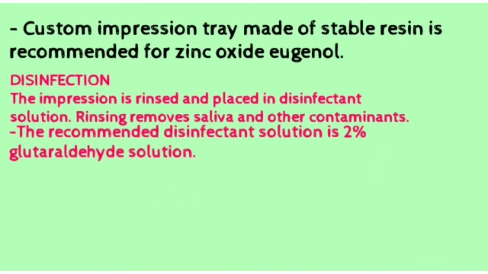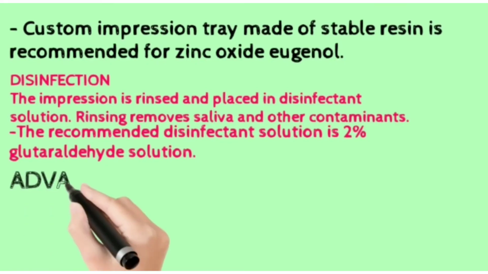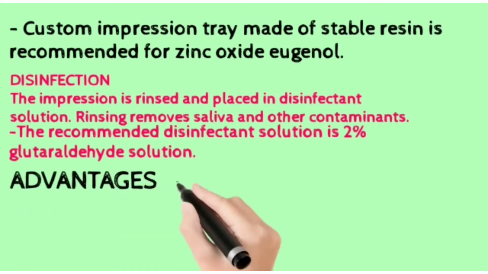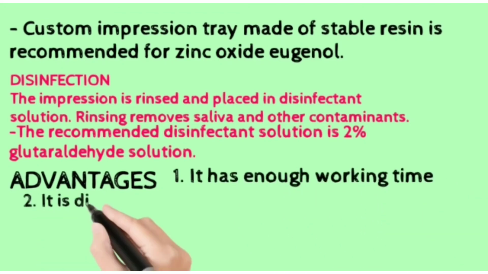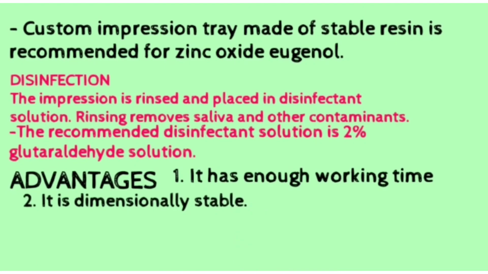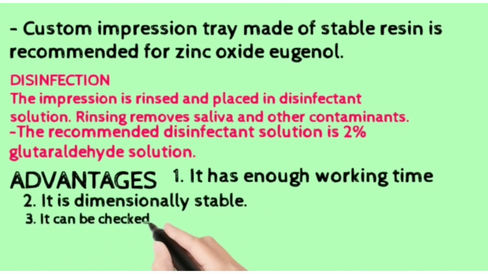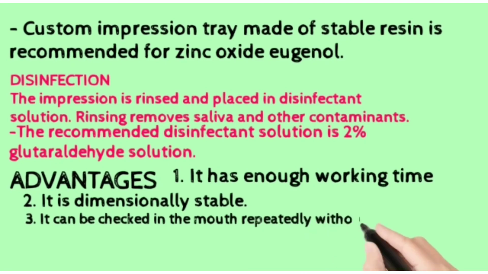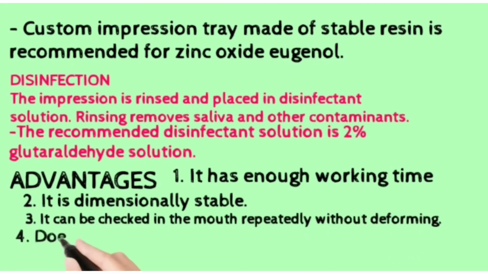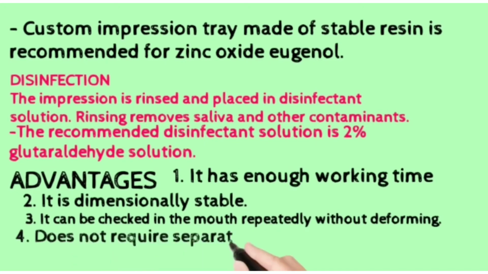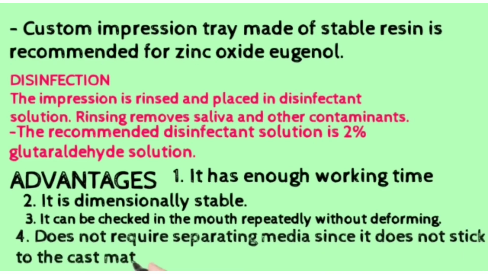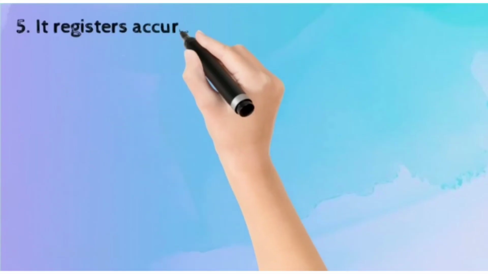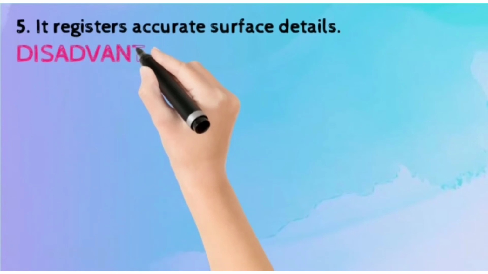Then you have some of the advantages. It has a very good working time for border molding. Then it is dimensionally stable. Then you can check your impression again and again without any deformation, without any deformity. Then it does not require separating media since it is not going to stick to the cast material, so it does not require any separating media. Then you can see that it registers accurate surface details.